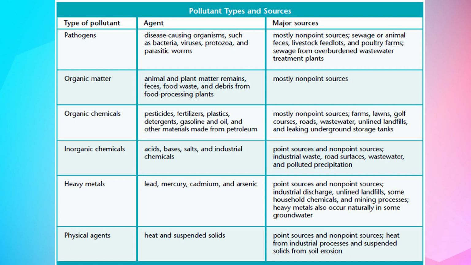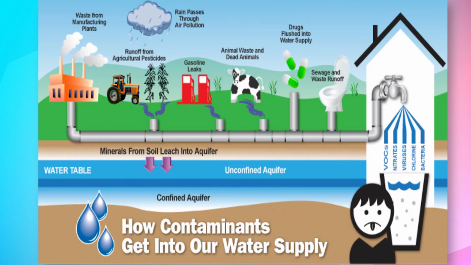The fourth type of pollutant is heavy metals. It includes agents lead, mercury, cadmium and arsenic, and the major sources of this are point and non-point sources. Physical agents are another type of pollutant. It includes the agents heat and suspended solids. Point sources and non-point sources are the major sources of this. Besides these, how do we get contaminated, and how does it get into our water supply?